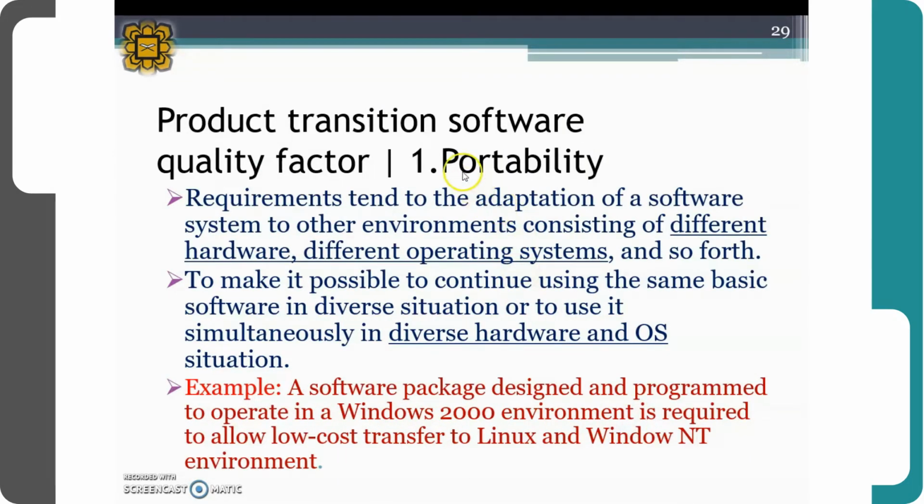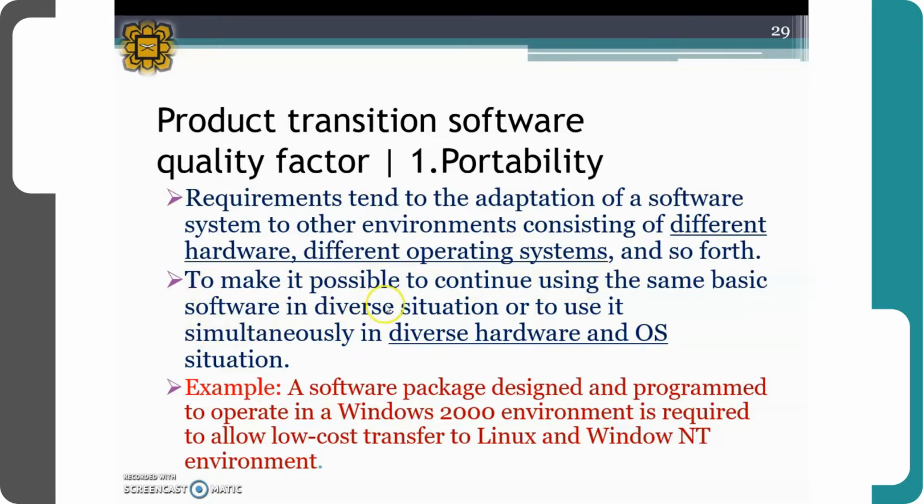So the first one is portability. It requires the adaptation of a software system to other environments consisting of different hardware, different operating systems, and so forth. Okay. So for example, your system is already implemented using Windows. Now you have to port it to another operating system.